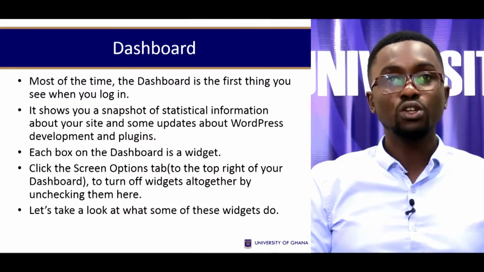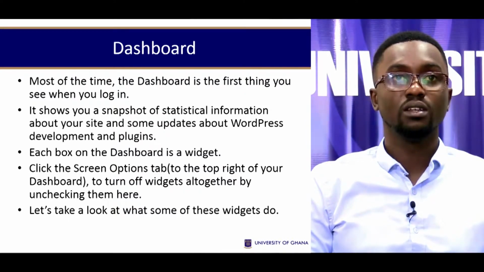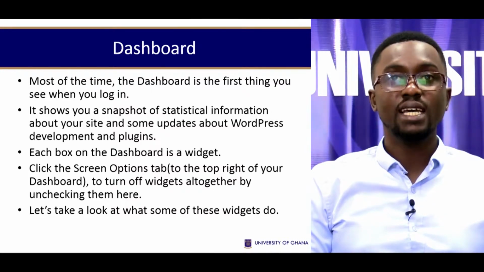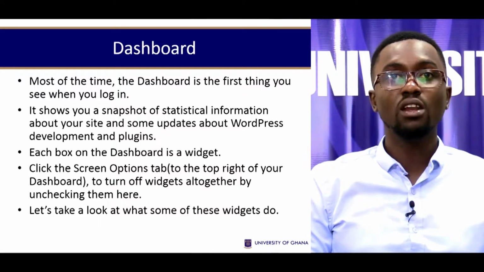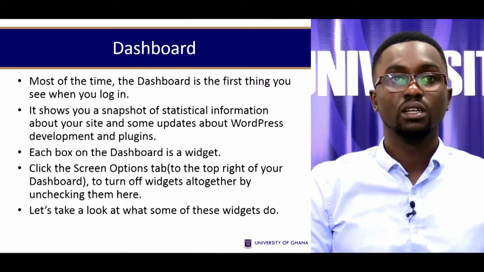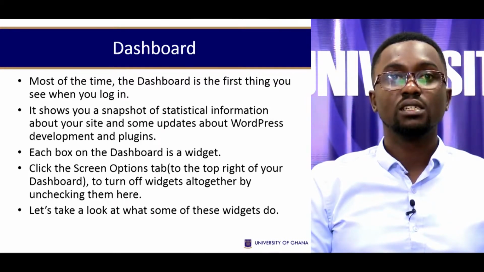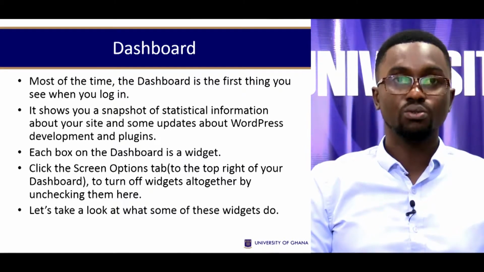Now, each box you see on the WordPress dashboard is known as a widget. Now, click on the Options tab, which is to the top right of your dashboard, to turn off widgets altogether by unchecking them here. Now, let's take a look at what some of these widgets do.